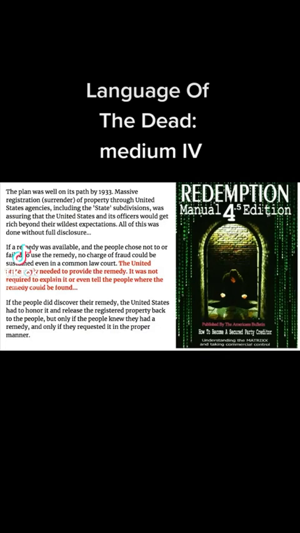If a remedy was available, and the people chose not to or failed to use the remedy, no charge of fraud could be sustained even in a common law court. The United States only needed to provide the remedy. It was not required to explain it or even tell the people where the remedy could be found. If the people did discover their remedy, the United States had to honor it and release the registered property back to the people, but only if the people knew they had a remedy, and only if they requested it in the proper manner.